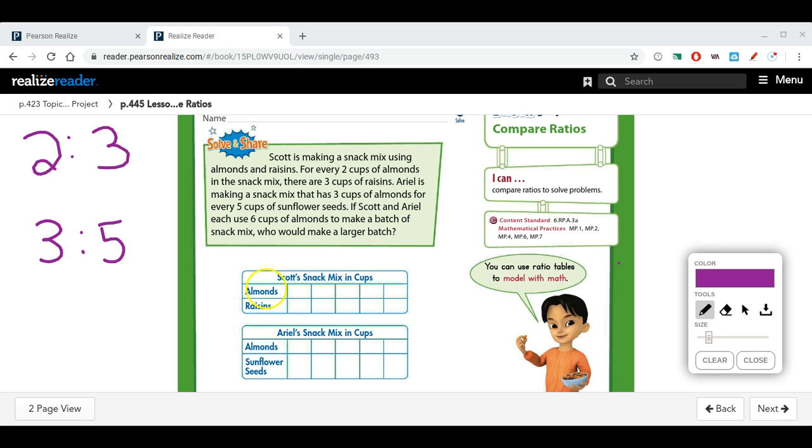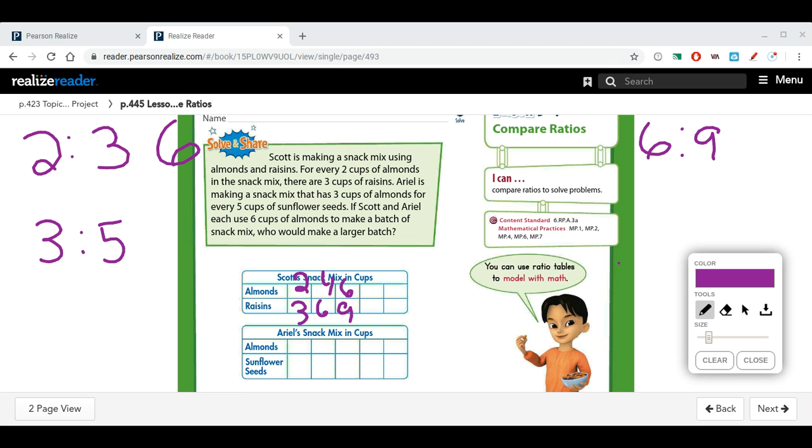And so for almonds, for Scott's snack mix, if he's got 2 cups of almonds, then he's got 3 cups of raisins. If he's got 4 cups of almonds, he's got 6 cups of raisins. If he has 6 cups of almonds, then he has 9 cups of raisins. So his ratio, when he has 6 cups of almonds, let me just write this over here, 6 cups of almonds, he has 9 cups of raisins.